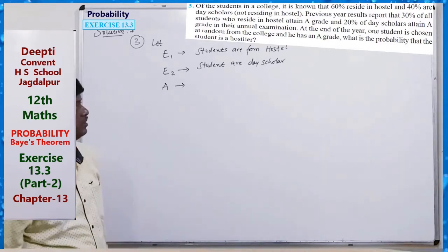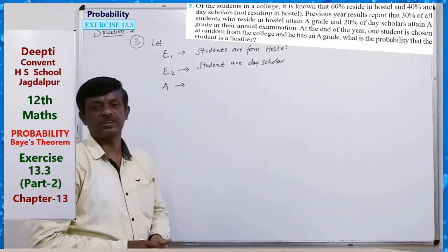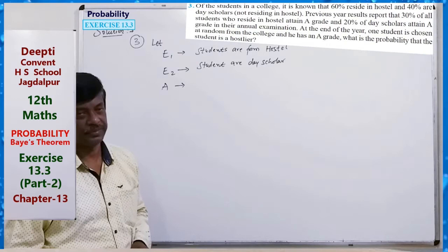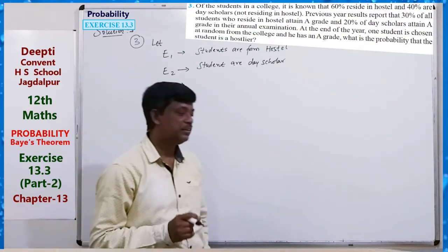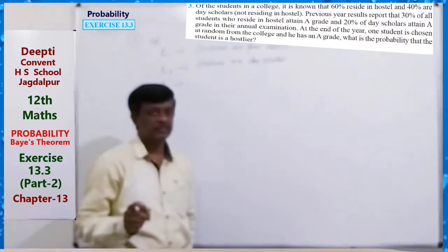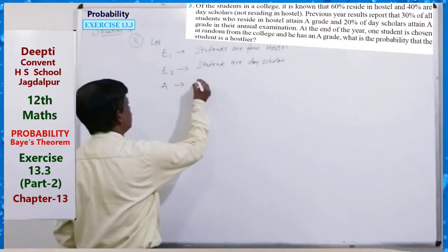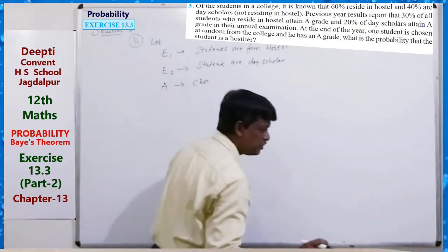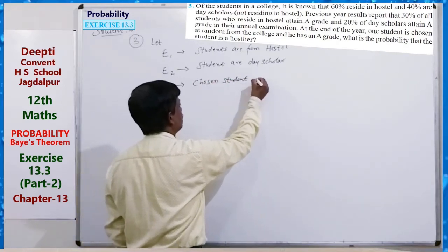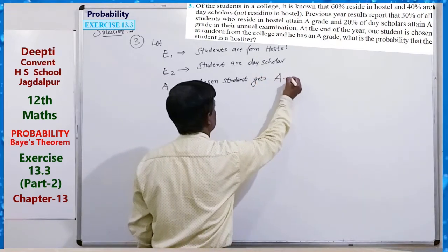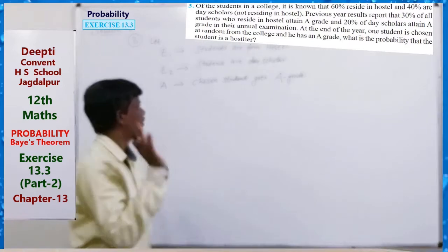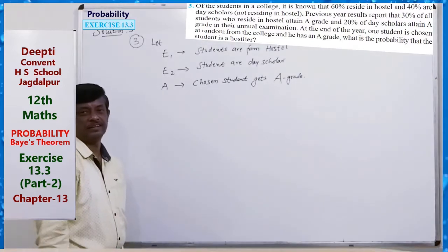Suppose E1 means the event that the students are from hostel. E2 means students are day scholars. And A, what is A? A is the chosen student gets A grade. This is our notation.